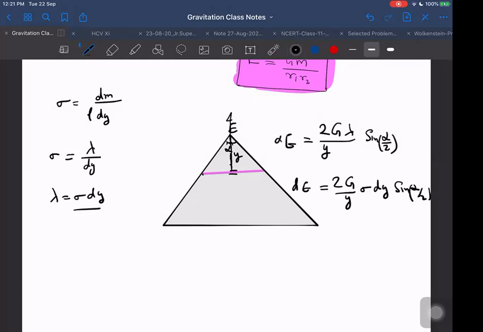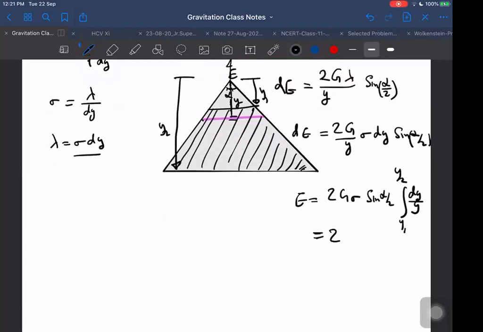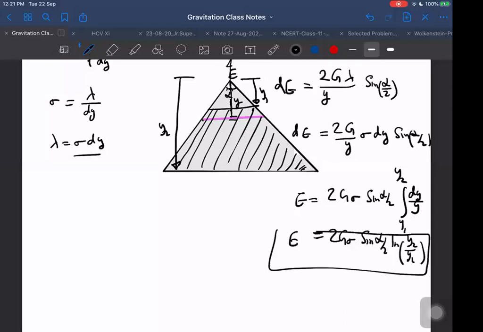Taking the limit, this is d. Integration will give us 2g sigma sine alpha by 2 into dy by y, with limits from y1 to y2. That's why I was saying that I cannot take it completely at the vertex. I have to take somewhere down also. Let's say the top is at a distance y1 and this is at a distance y2, because log of 0 will not be defined, so it will come in terms of log. 2g sigma into sine alpha by 2 log of y2 by y1. That is it.